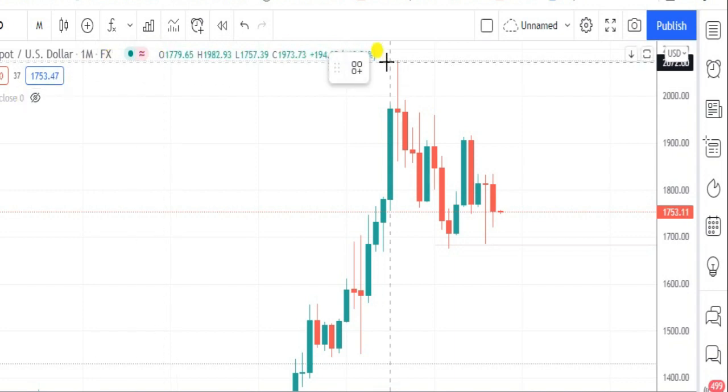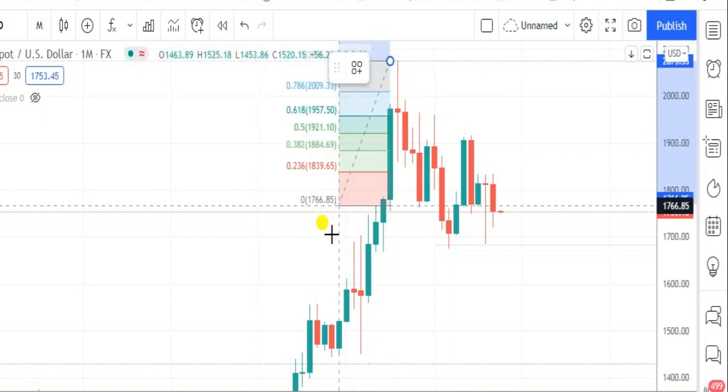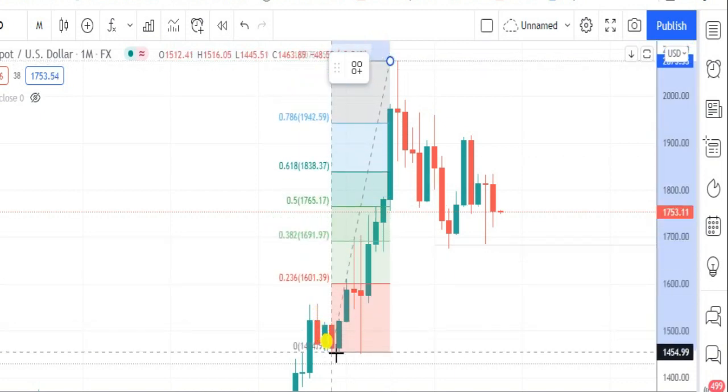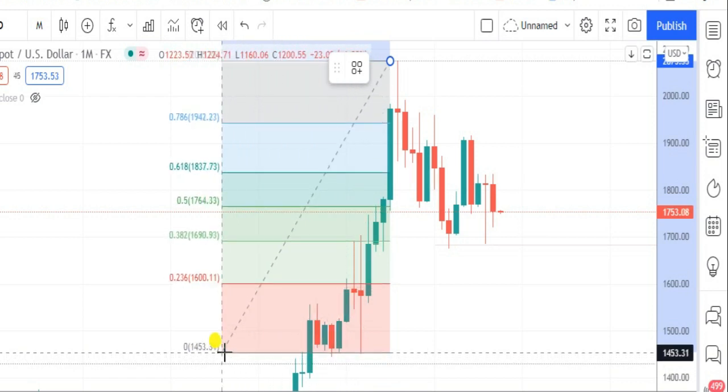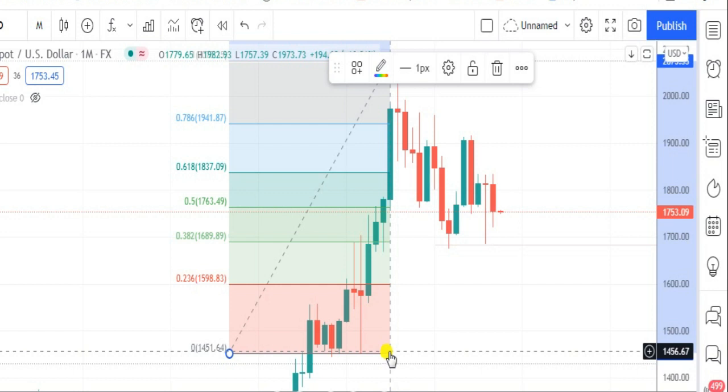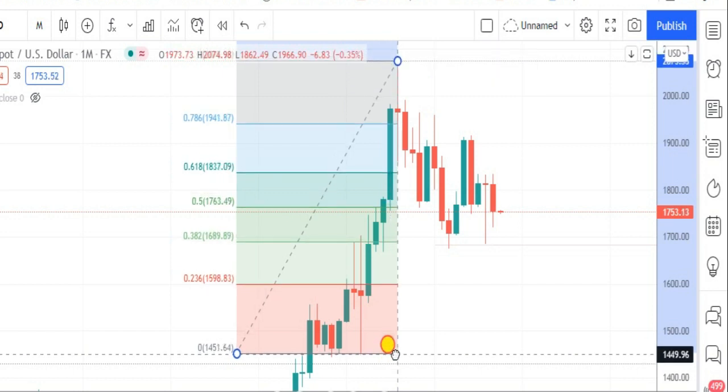From the high, we would start towards the low, and we would extend it.